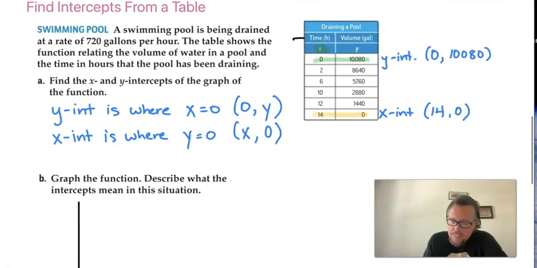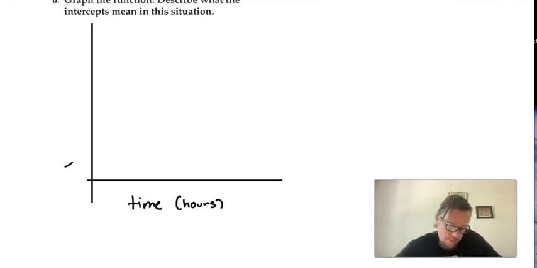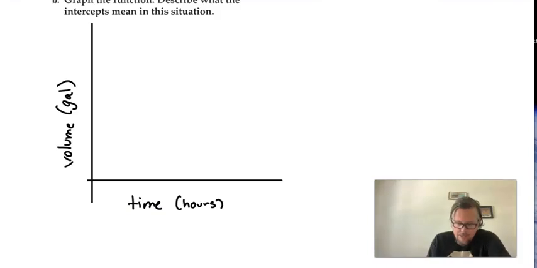It says our x is time in hours and our y is volume in gallons. So I'm going to go ahead and label this. This is going to be time in hours. And our y is going to be volume in gallons. Okay. And then I just need the time to go up to 14, and I'm going to be real sloppy with my graph here because I just need a sketch. I'm just going to say this is 14, so like halfway in between would be 7. And I know my x-intercept is going to be right here.